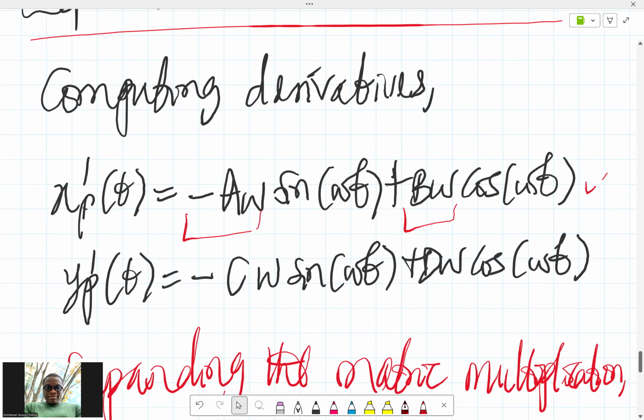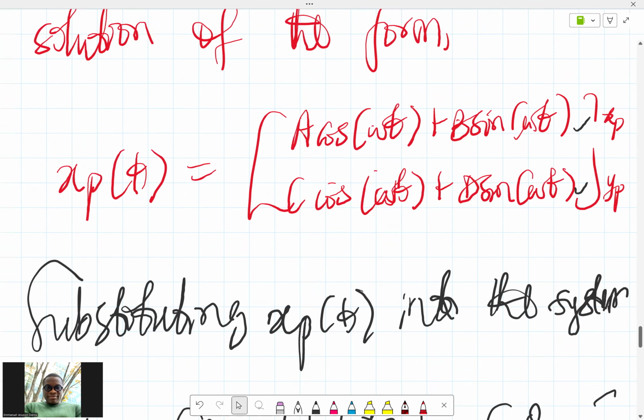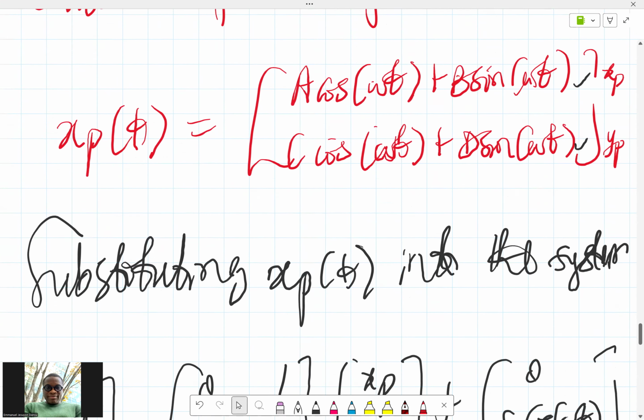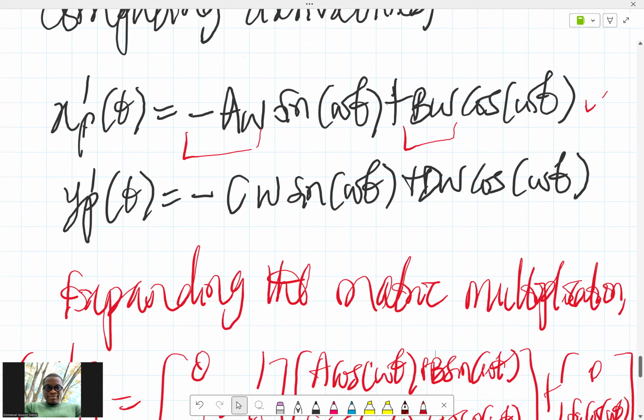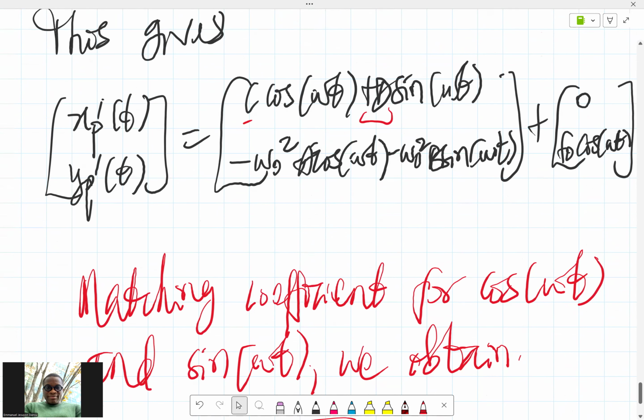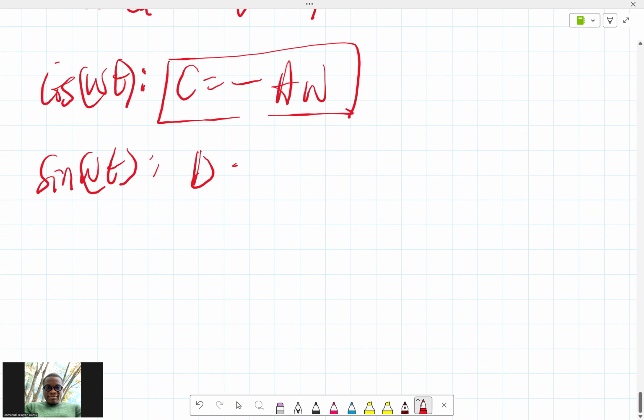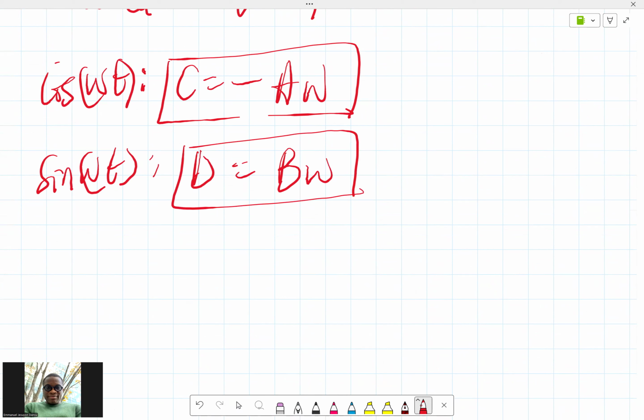XP itself is b sine omega t. If we differentiate, we just get plus now, so there's no negative sign. So d is equal to omega b in short. So d is equal to b omega, if you like. So that's what we have right there.